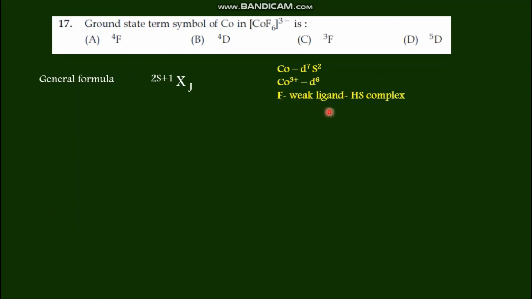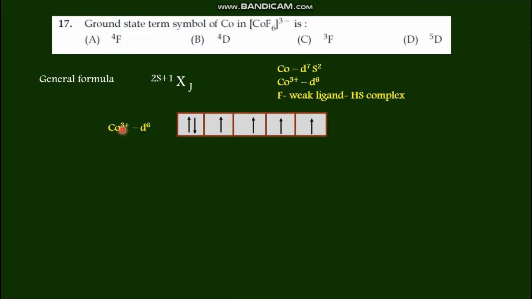This fluorine is a weak ligand, so it will form a high spin complex. So cobalt 3+ we can write as d6. So the electronic configuration will be like this. And now we have S.